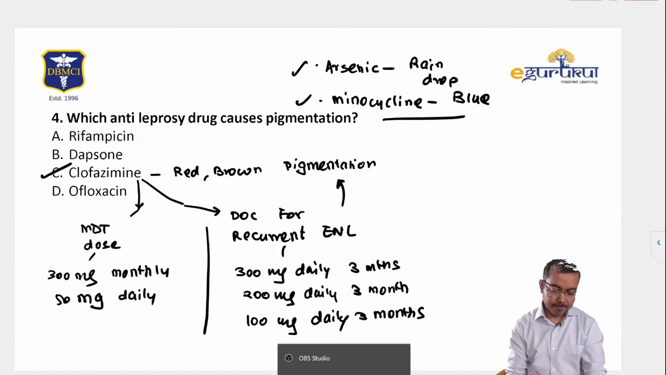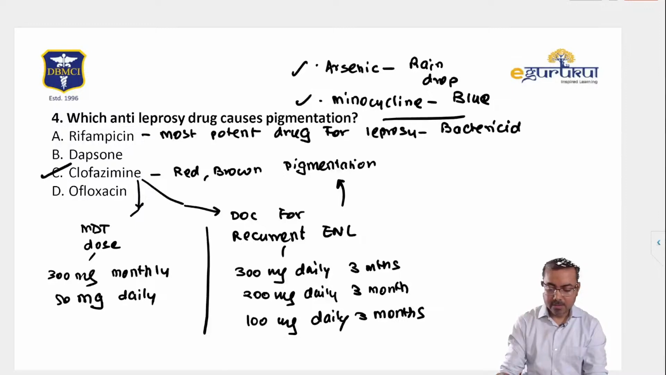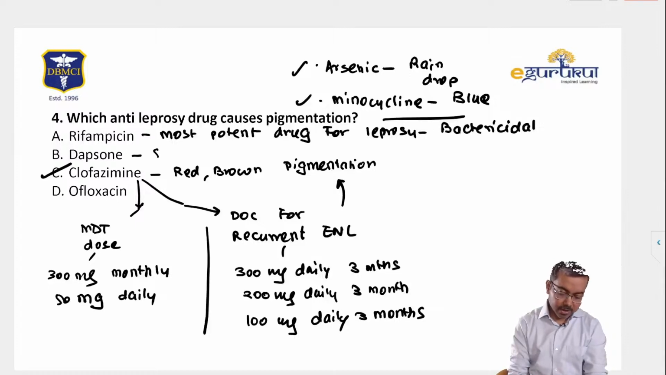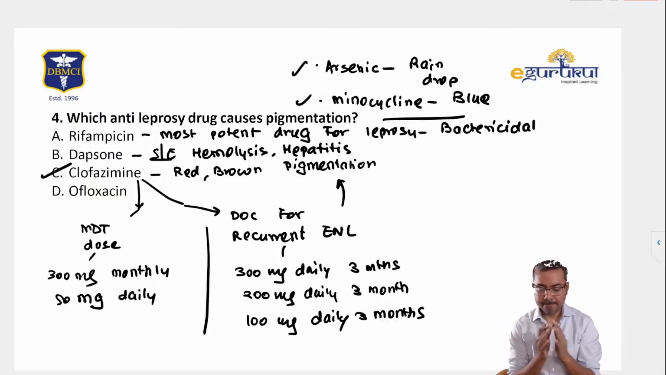Now, rifampicin is the most potent drug for leprosy. It is a bactericidal drug. It's the most potent drug and bactericidal. It's given once a month. Dapsone, side effects of dapsone: hemolysis and hepatitis. So remember the 2H: hemolysis and hepatitis. Okay? Clear? Everybody clear?